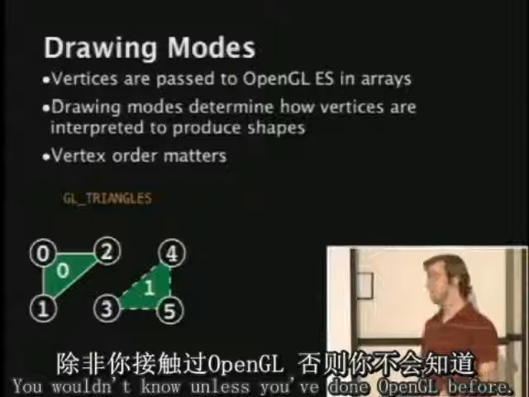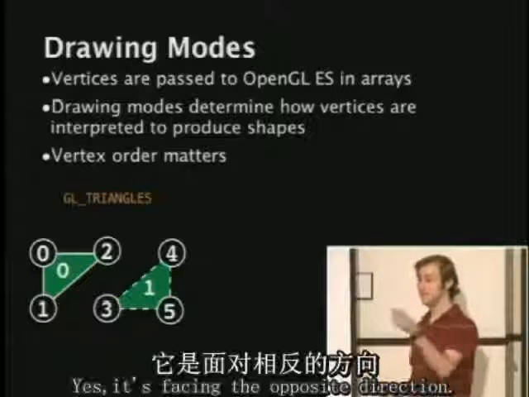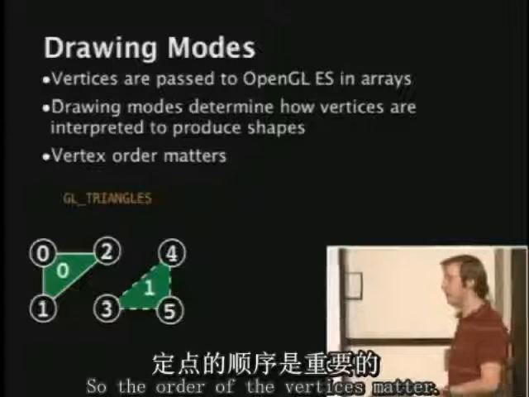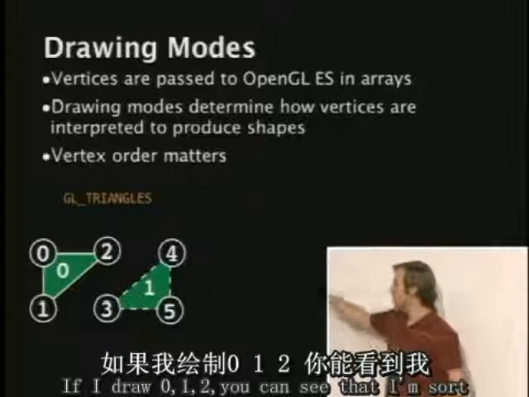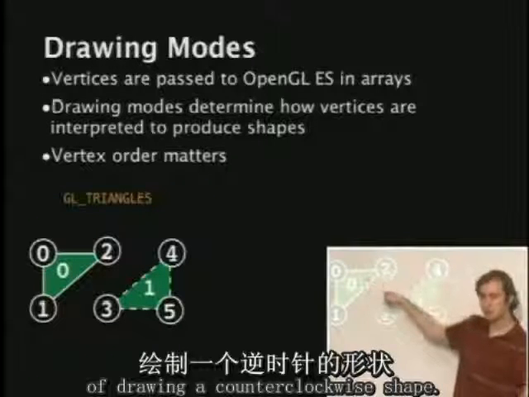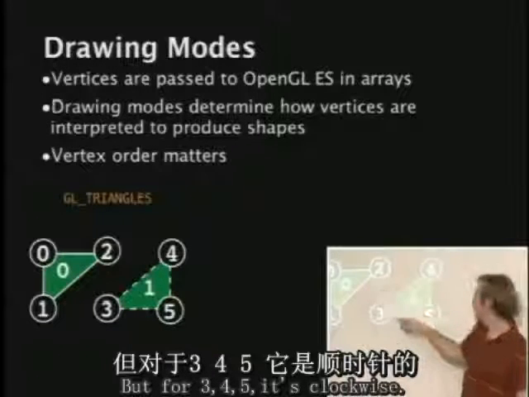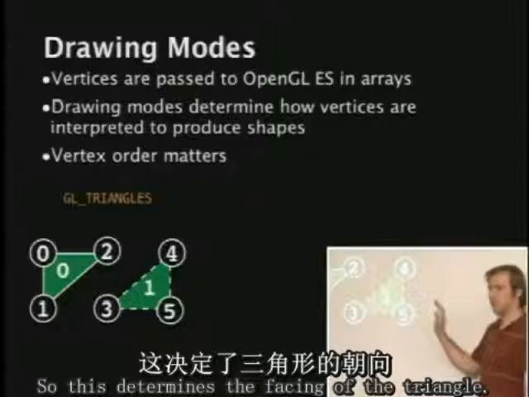You wouldn't know unless you've done OpenGL before. Go ahead. It's facing the opposite direction? Yes, it's facing the opposite direction. So the order of the vertices matters. If I draw 0, 1, 2, you can see that I'm drawing a counterclockwise shape. But for 3, 4, 5, it's clockwise. So this determines the facing of the triangle.